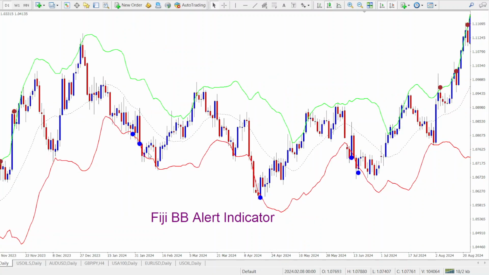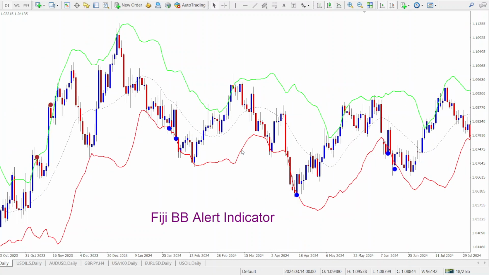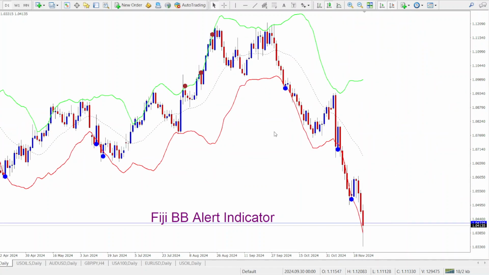Whether you are a scalper or a day trader or a swing trader, this indicator can come in really handy. And then I'm also going to recommend that you confirm your signals. In as much as the Fiji BB Alert Indicator can be really effective, it's also important to confirm the signals, just to be on the safer side, to add more confidence to your trades.